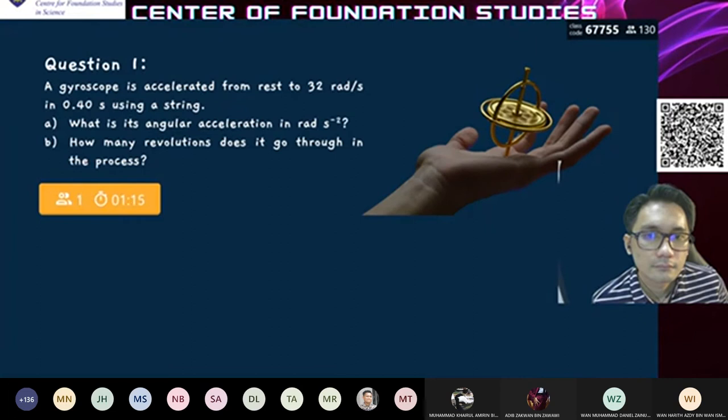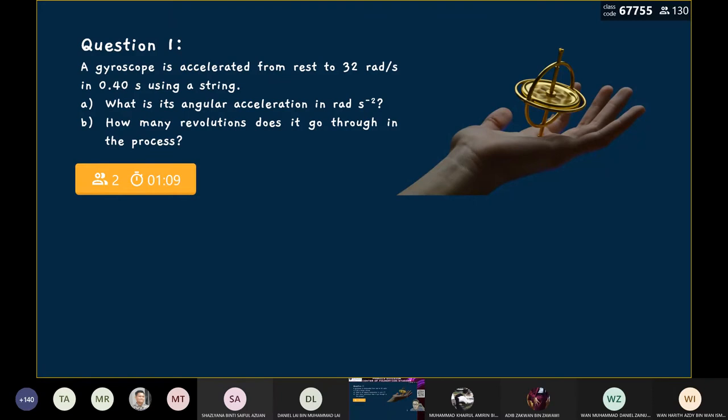Okay, Aini, Karina, A only. B not answered, Ijam and Aini. B not answered, it's okay, no problem, maybe you don't know. Many answered A only, B not answered. Never mind, maybe you don't know. It's okay, I will show the solution after this.